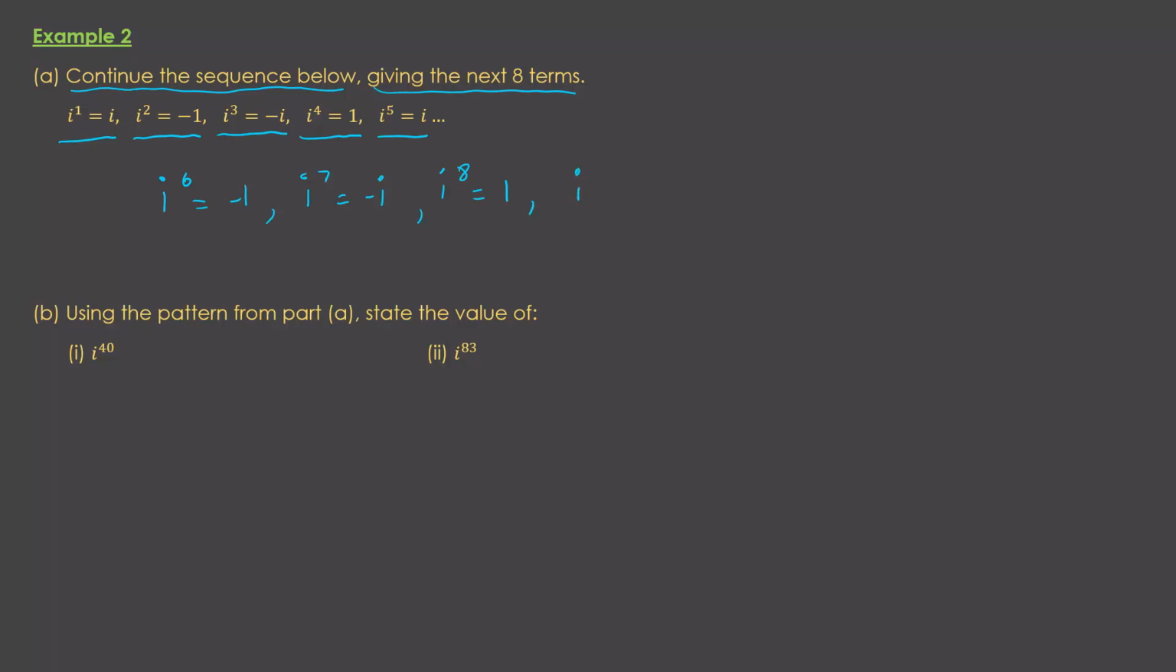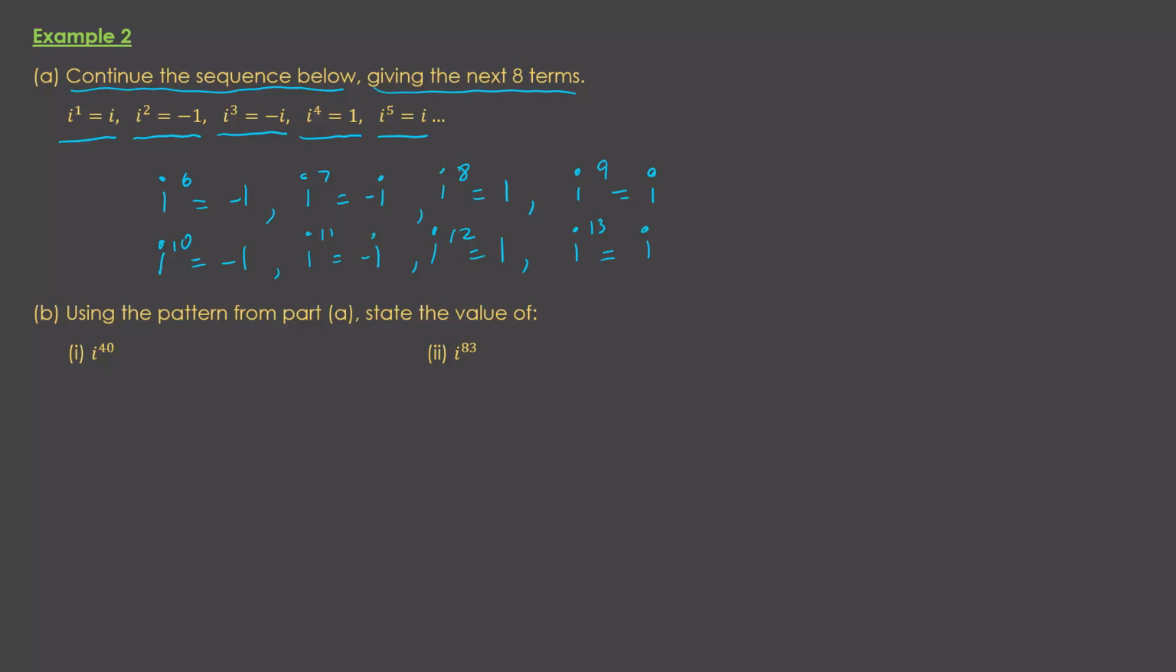And then i to the 9, that's going to be i again. i to the power 10 would be -1. i to the power 11 would be -i. i to the power 12 is going to be 1. And i to the 13 is going to be i.